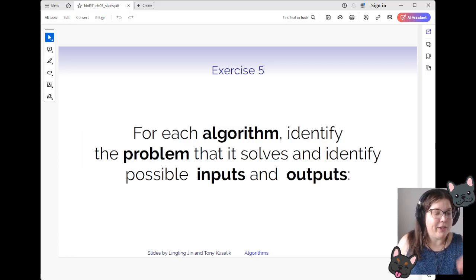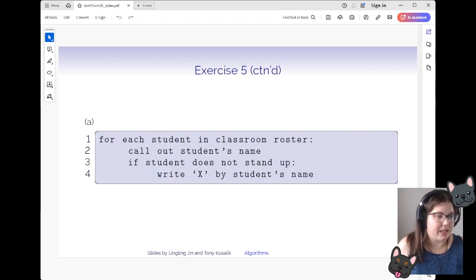All right, so now we're going to move into some examples of algorithms. We want to identify the problem that it solves and identify some possible inputs and outputs. So I think we have 3 examples here. So here's the first algorithm. It says, for each student in classroom roster, we're going to call out the student's name. If the student does not stand up, we will write an X by the student's name.